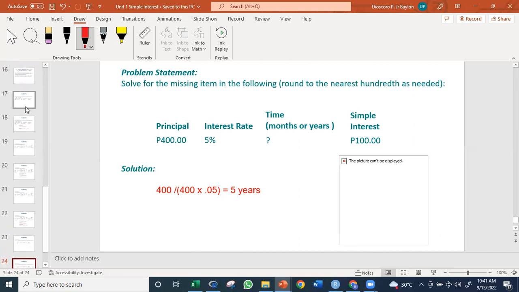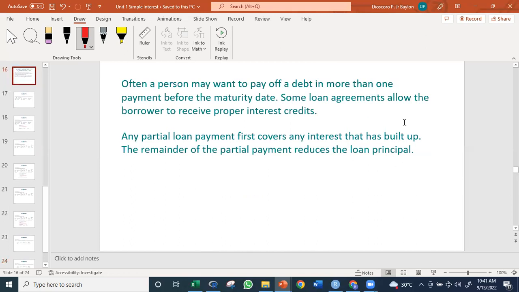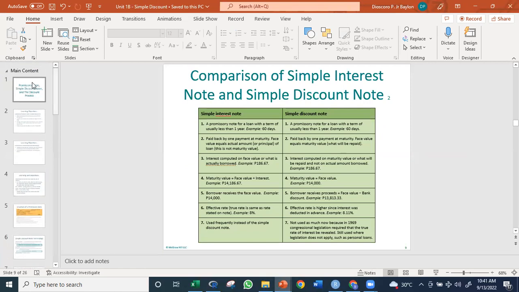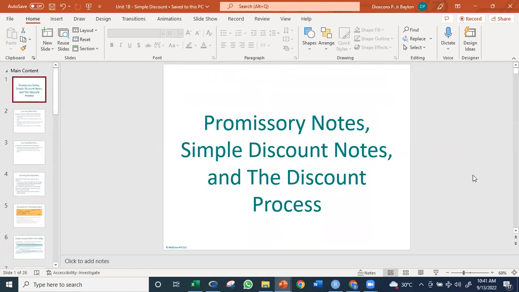Now I think I forgot to put this one here. Let me just include some additional slides for simple interest next meeting. But now let's just start with this one, simple discount, and I'm going to share this also with you. So far what we have discussed is simple interest. I still have a few more minutes just to introduce this topic, and then we're going to continue with this discussion next Friday.